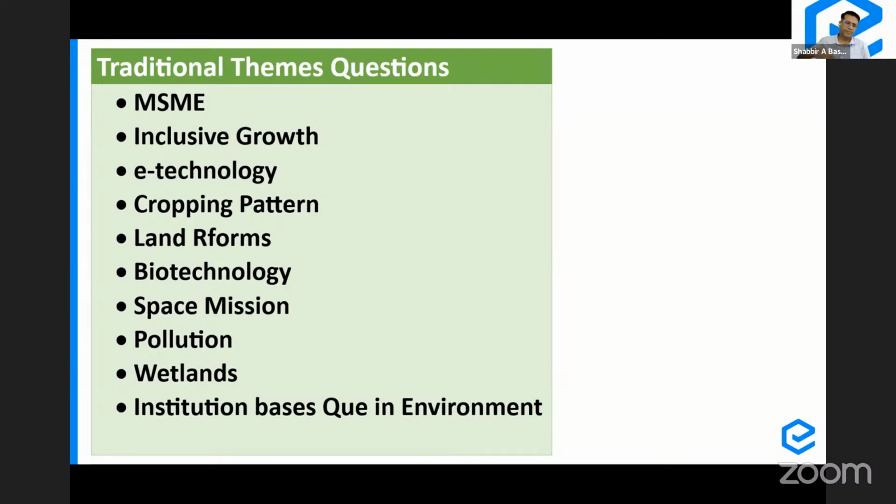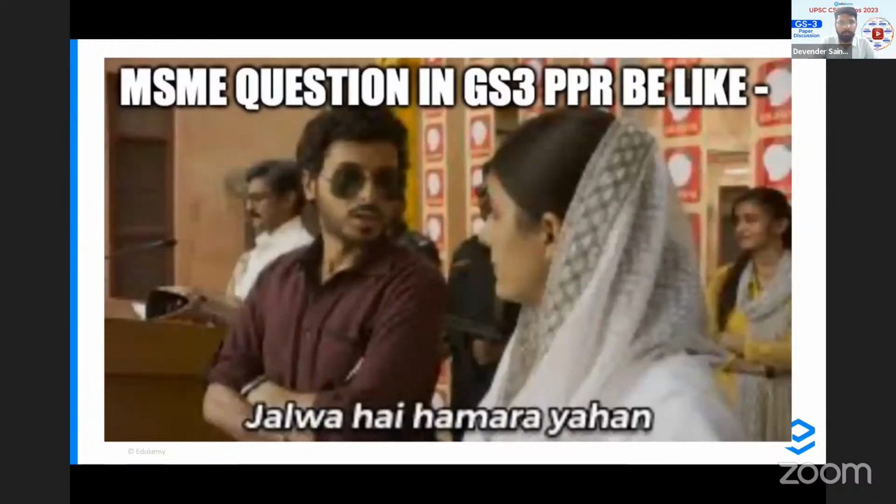Chandrayaan 3. Then the question on pollution, air pollution, water pollution, like this year, the oil spill, specifically related to the ocean, they asked. Then the question of wetland and the institution-based question specifically on the environment. Last year, the question was on COP27, the outcome of COP27. And this year, the question on the IPCC, we can see in the paper.